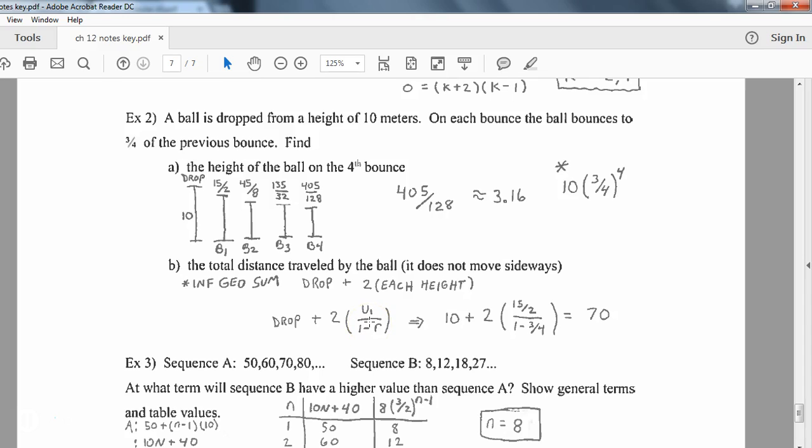When you do this, here's the key. Remember, I separated out the drop from the bounces. And so when you look over here at how I played out the formula, here's the drop, and then 2 times my bounces. What you have to see when you do this is if I separate out the drop, that means I'm no longer looking at the drop as my first term of the sequence. I am looking at bounce 1 as my first term of the sequence. And so that's why right here you're seeing 15 over 2 as u of 1, or the first term. So I have 15 over 2 as my first term. My common ratio was 3/4, and the rest is calculator work to get this total distance of 70.